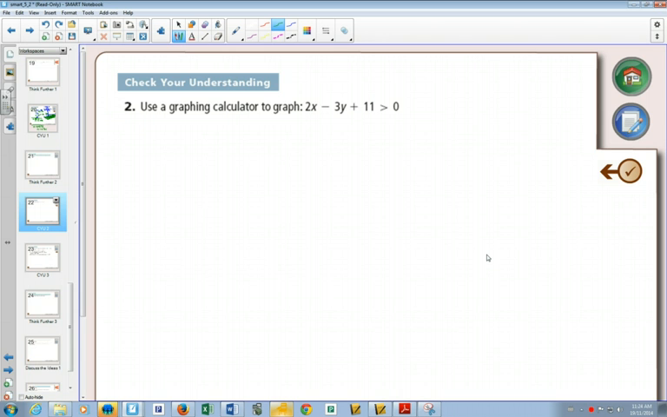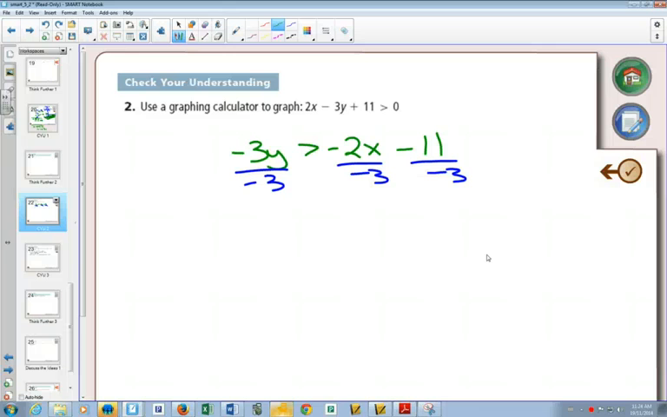What's going to happen here, I'm going to move the 2x over and move the 11 over. So I'll get negative 3y is greater than negative 2x minus 11. Divide everything by a negative 3. What do you have to remember when we divide by a negative 3? Got to flip the sign, so we're going to get y is less than 2/3 x plus 11 over 3. These numbers aren't necessarily the nicest numbers, are they?